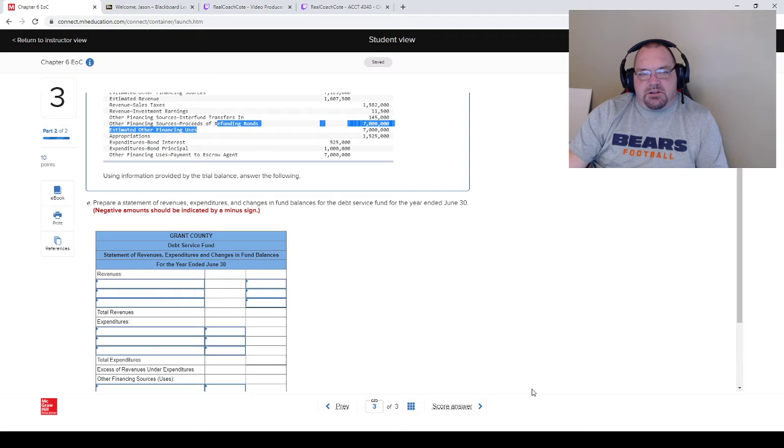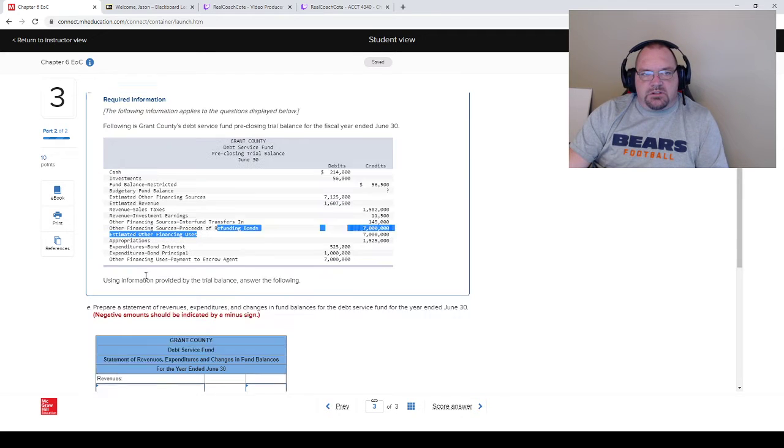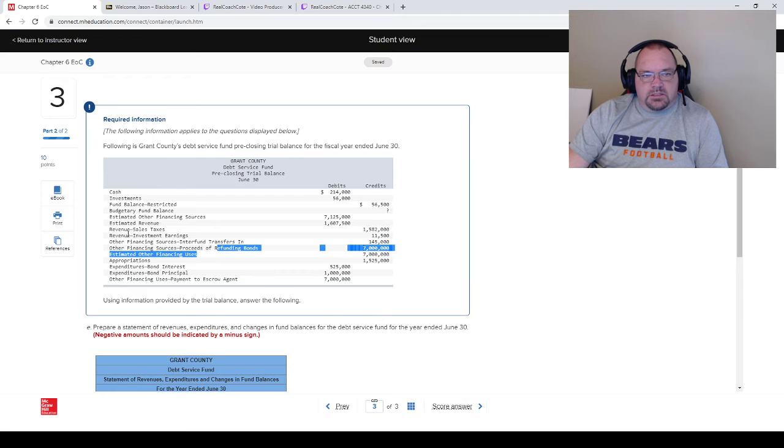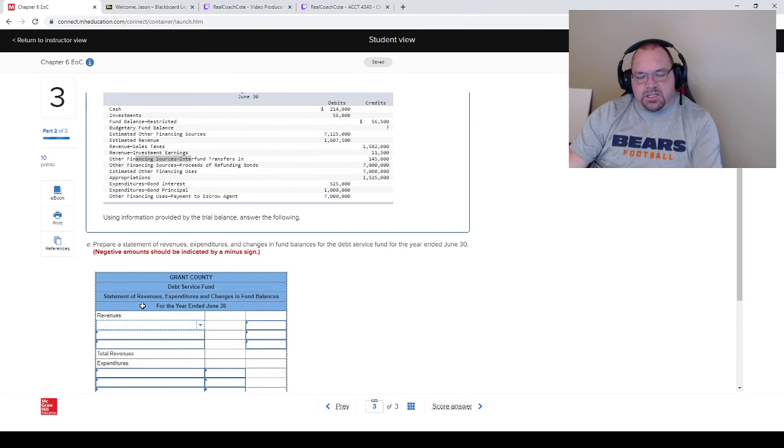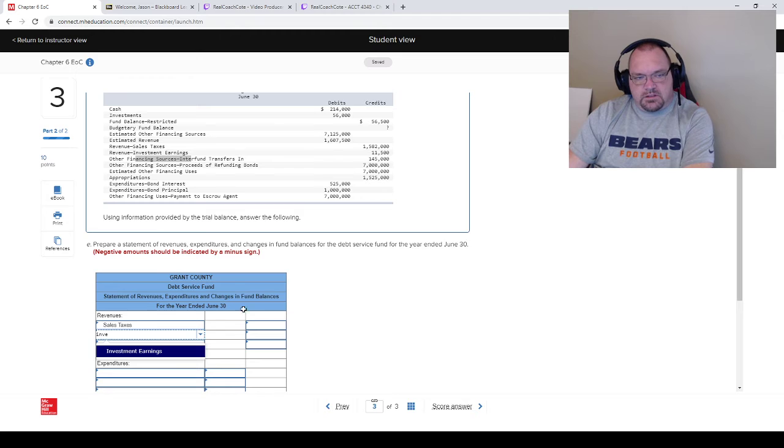Now we're going to do a statement of revenues, expenditures, and change in fund balance. Okay, so let's start with revenues. We got two: sales tax and investment earnings. So let's get those in there real quick. Okay, we got sales tax, and we got investment earnings. Love it. Beautiful. How nice is that?